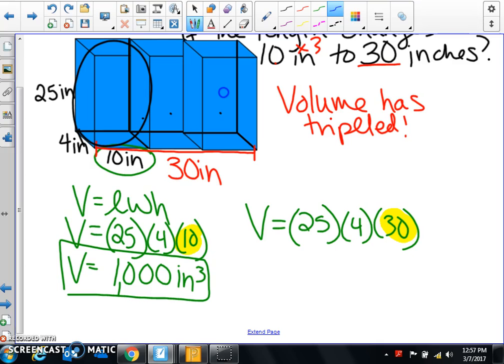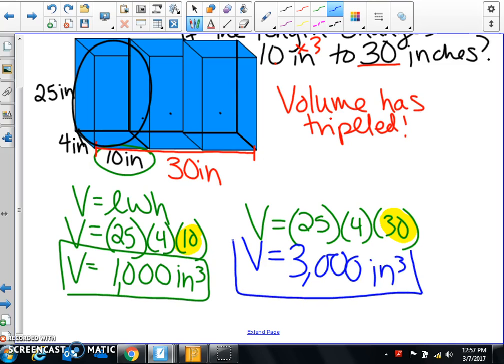So let's actually put it in our calculator. 25 times 4 is 100. 100 times 30 is 3,000. And that is true, inches cubed. So it does happen. Once again, if in doubt, go ahead and just calculate it out.